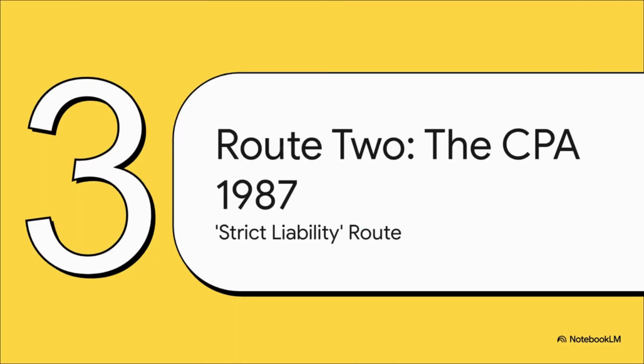Now, because proving negligence is so incredibly difficult for the average person, Parliament stepped in and created the Consumer Protection Act in 1987. And honestly, this was a total game changer. It basically said, forget about trying to prove who is careless. Let's just focus on the product itself. This shift to strict liability made it so much easier for consumers to get justice.